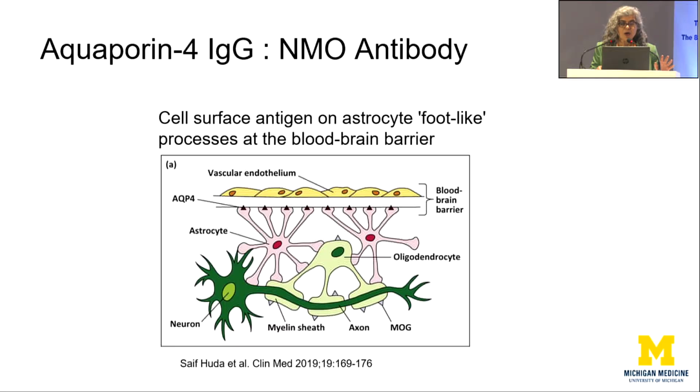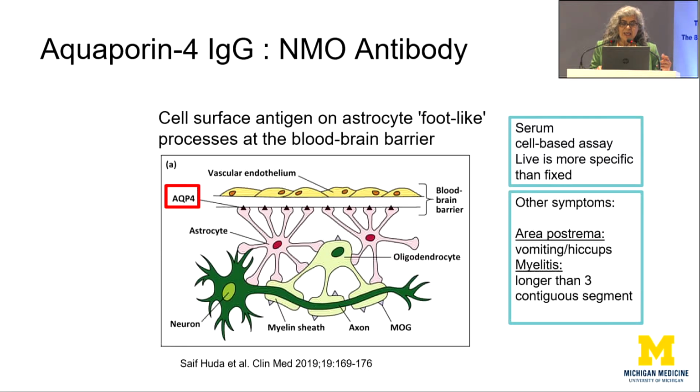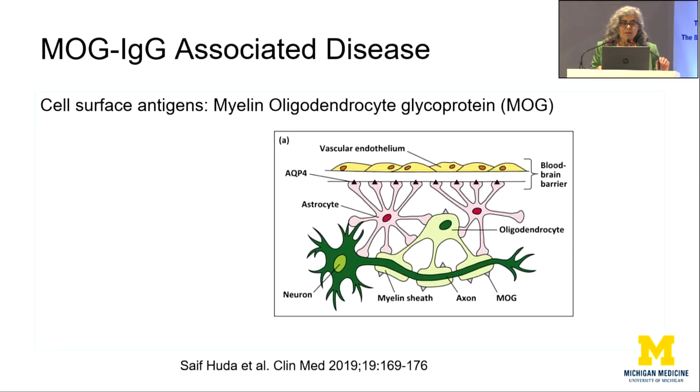Just a review of what aquaporin 4 IgG or NMO antibody is. This is a self-surface antigen on the astrocytes, and antibodies form against it. These are tested in serum by a cell-based assay. They can have other symptoms because these aquaporin 4 receptors are found in certain areas of the brain, so they can have intractable vomiting or hiccups along with optic neuritis or myelitis. MOG-associated disease is present.